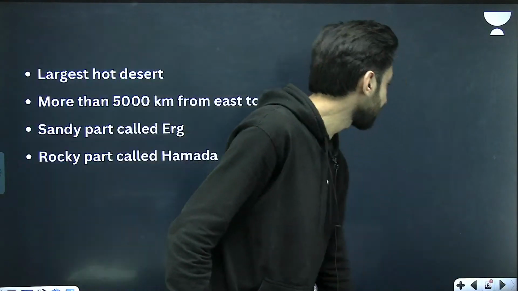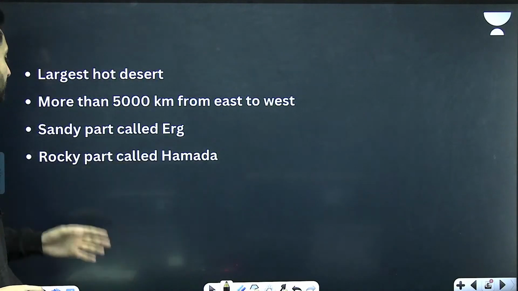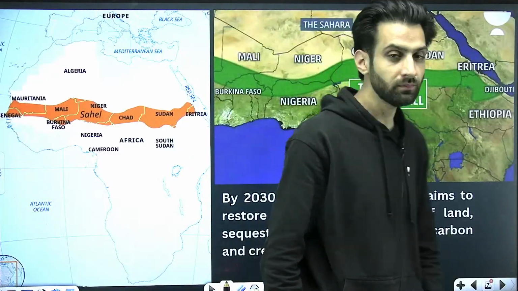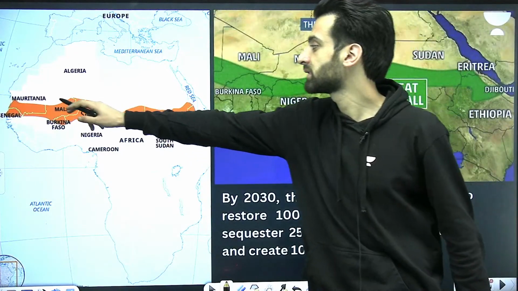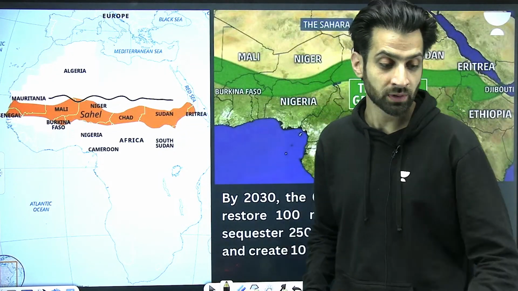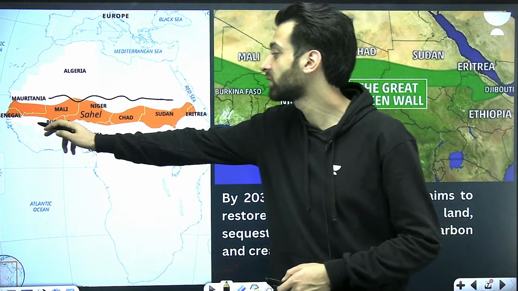Now we move towards the Sahel. These are some of the points that I already mentioned. It's the hottest desert, 5,000 kilometers. Then we have Erg and Hamada. Now we'll go towards the southern part of this. So this is the region that we're discussing already, the Sahara. When we go towards the southern part of the Sahara Desert, we'll find there is a region called Sahel.